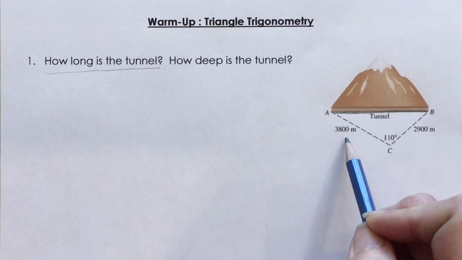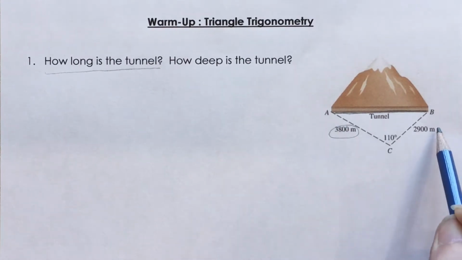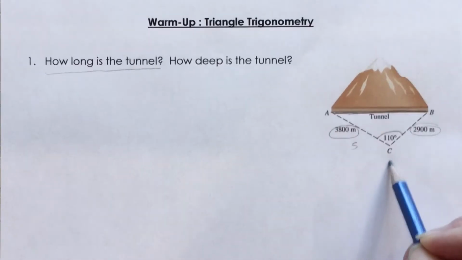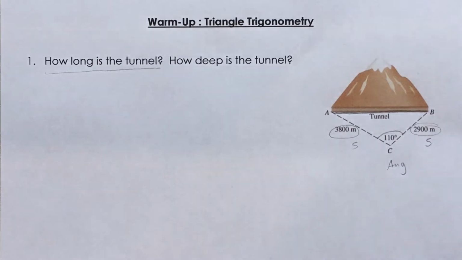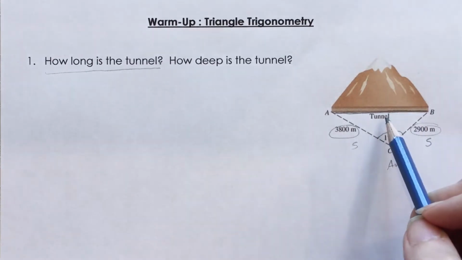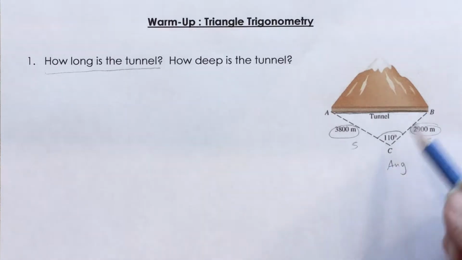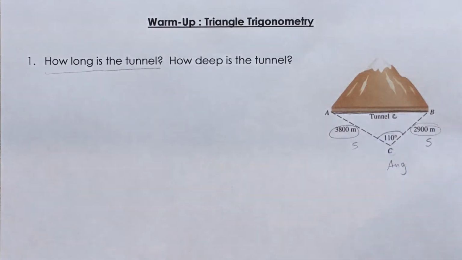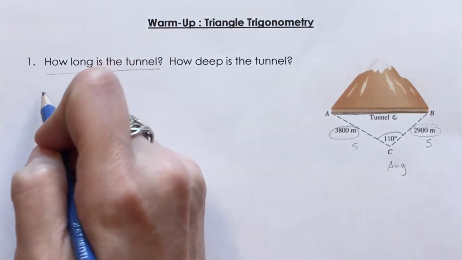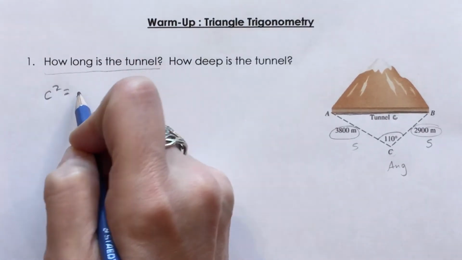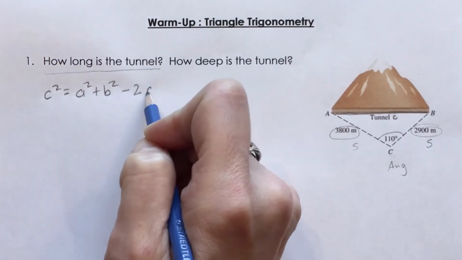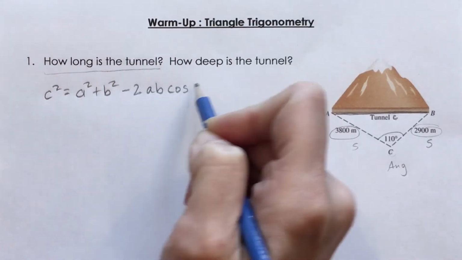So we've got this triangle, and let's determine the information that we were given. We're given this side here, 3,800 meters, and this side here, 2,900, and the angle between them. So that's our side-angle-side pattern, which means that the cosine law can give us the length of the opposite side. Since this angle is labeled C, we could call the opposite side little c, and that would end up being the length of our tunnel. So we'll start off. C squared equals, this is the cosine law, a squared plus b squared minus 2ab times the cosine of angle C.